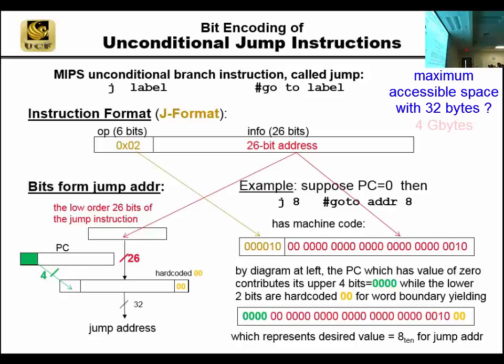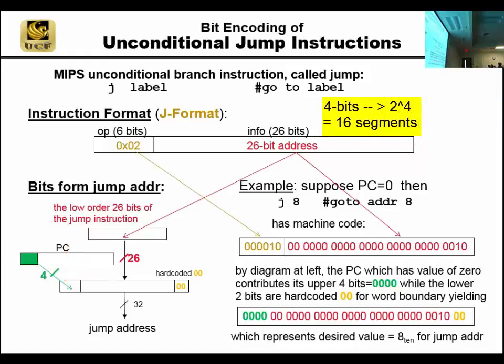4 gigabytes, yes. So the way to think about this is that these upper 4 bits, which we're seeing in green here, is breaking that 4 gigabyte range into how many segments? Well, you have 4 bits. So let's draw a picture. So 4 gigabytes range. That's the whole memory map, right?